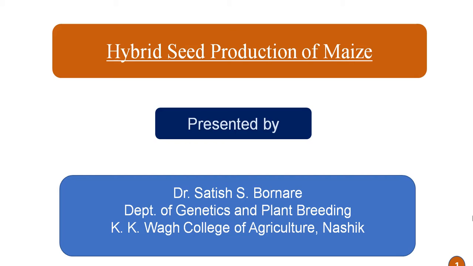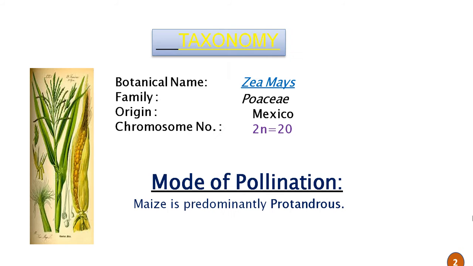Today we are going to learn the topic hybrid seed production of maize. So let us see first the taxonomy of maize. The botanical name of maize is Zea mays and family is Poaceae. Then origin is in Mexico and chromosome number is 2n equal to 20.